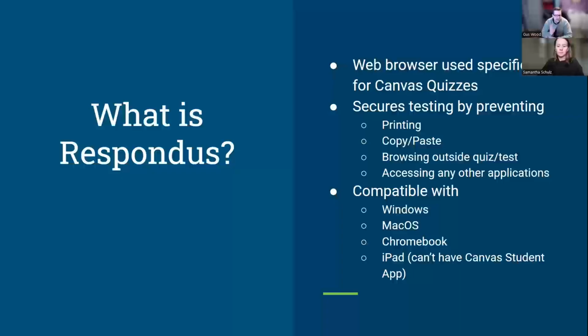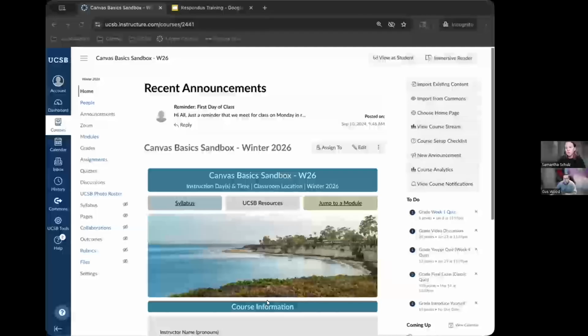So those are some features of Respondus, what it does, and why you might consider using it. And Samantha's going to get into actually turning it on from an instructor perspective. Yeah. So Respondus Lockdown Browser, as Gus mentioned, is used in conjunction with Canvas quizzes. These can be classic quizzes or new quizzes, and I'll talk through the configuration of those quizzes in your Canvas course now. So to do that, you would first navigate to your Canvas course.